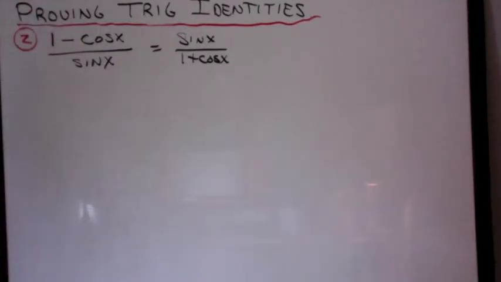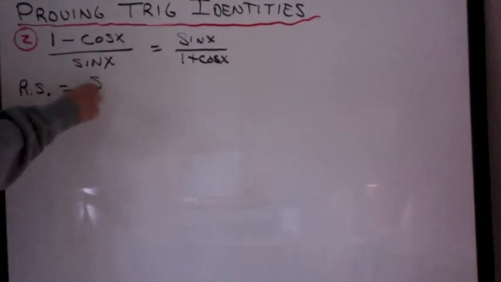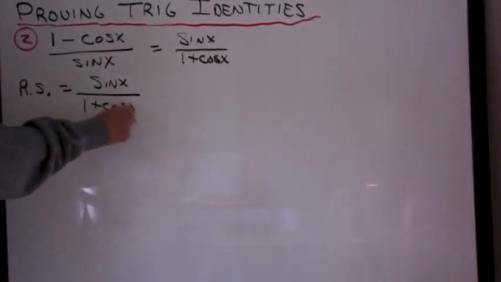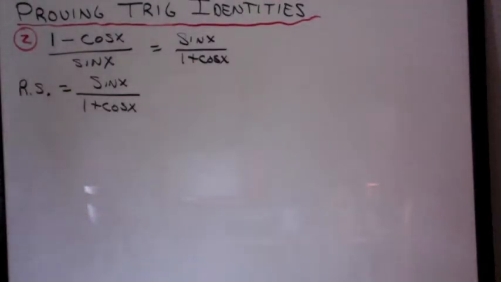Okay, left side, right side, they're both equally the same. Let's go with the right side again. So it's sine x over 1 plus cos x. The technique I'm going to use in this is multiplying by the number 1. When you multiply by 1, you know that you don't change the value.